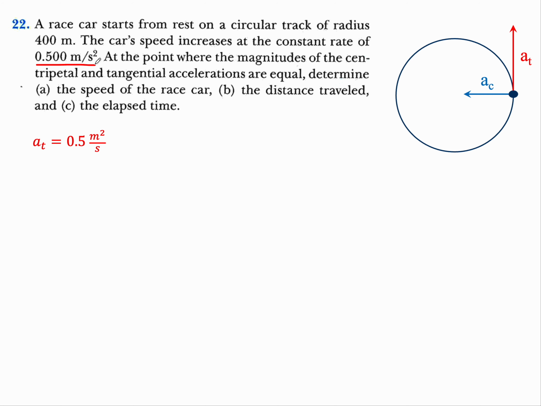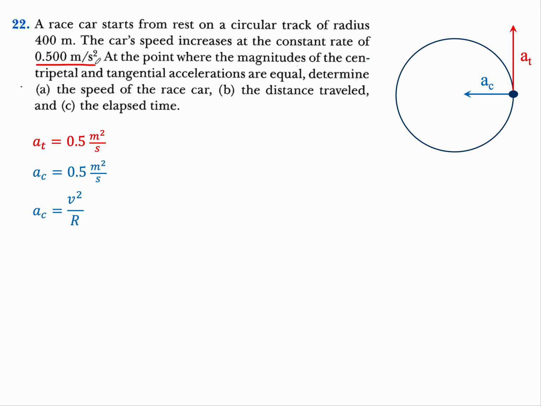So, we know the tangential acceleration is 0.5 meters per second squared. We want the magnitude of the centripetal acceleration to be the same quantity. So that means it's also going to be 0.5 meters per second squared. But we need to figure out the speed of the car.